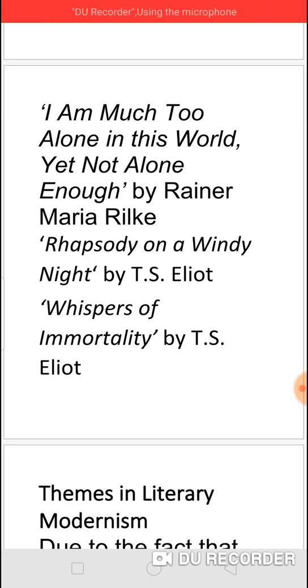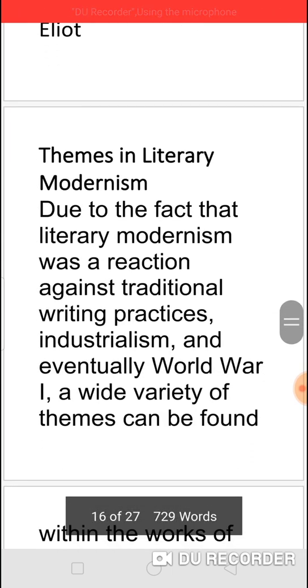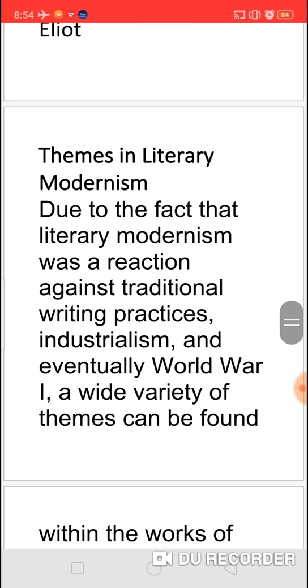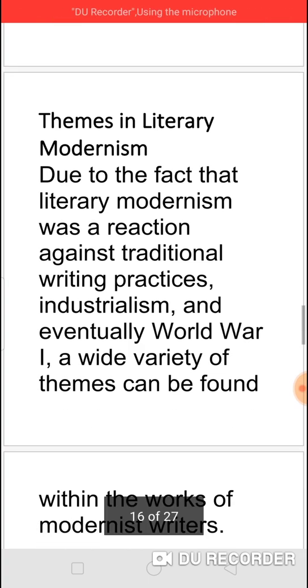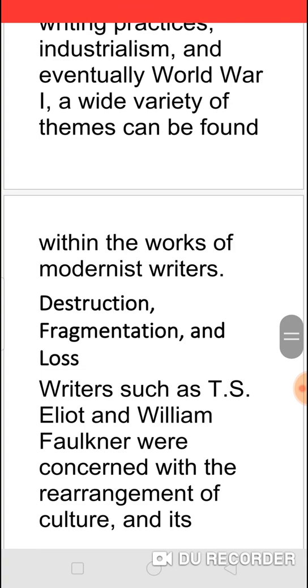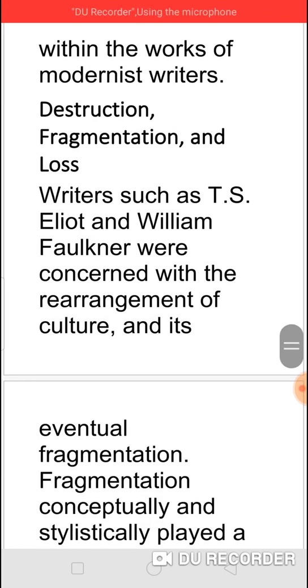The main themes of literary modernism: it was a reaction against the traditional writing practices, industrialism, and eventually World War I. A wide variety of themes can be found in the works of the modern writers, which include destruction, fragmentation and loss. Writers such as T.S. Eliot and William Faulkner are concerned with the rearrangement of culture and its eventual fragmentation.